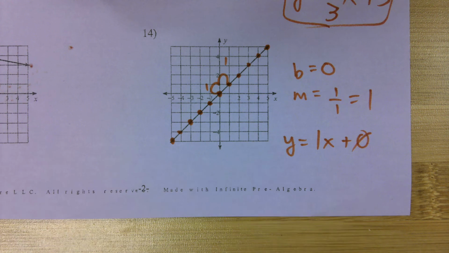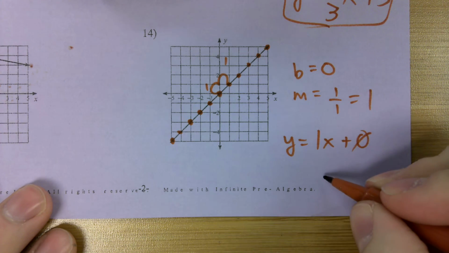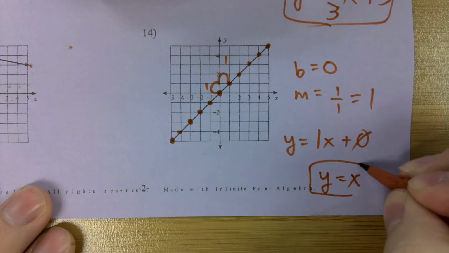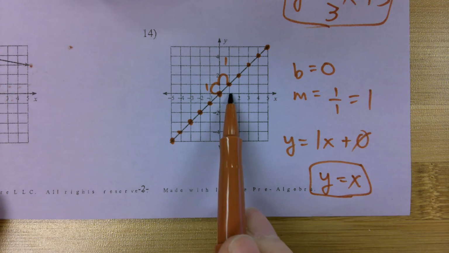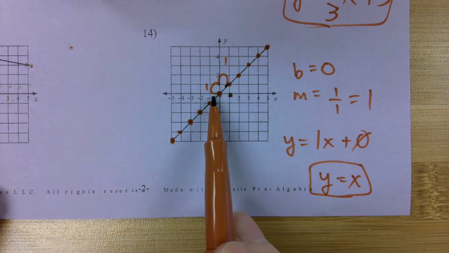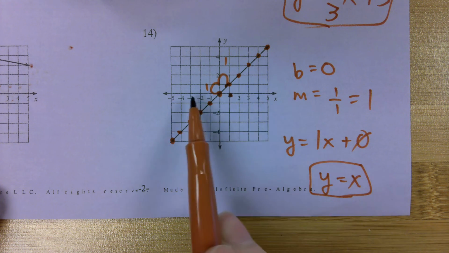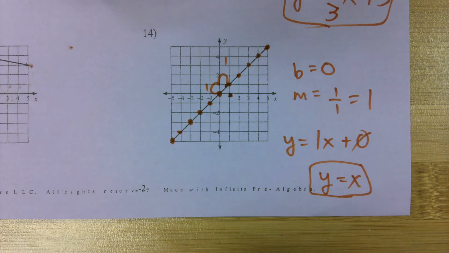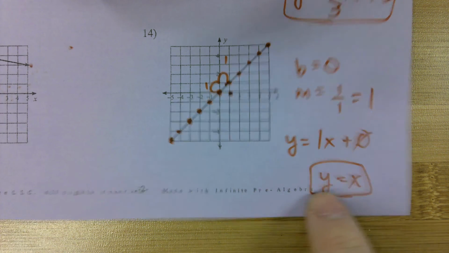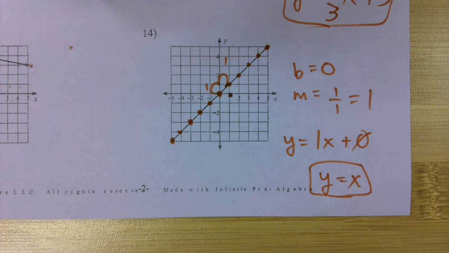Good. Anyone simplify this equation at all? Yeah? Alexa, what'd you get for the simplified equation? Bingo! Y equals x. Whatever your y coordinate is, 1, your x coordinate is also going to be 1. We got 2, 2, 3, 3, 4, 4, 5, 5, and all the negatives as well. So whatever your y is, your x is also that number. Our equation is y equals x. It's as proportional as a relationship is going to get.